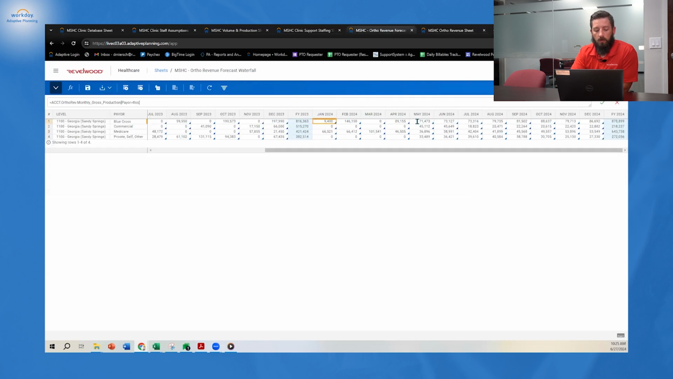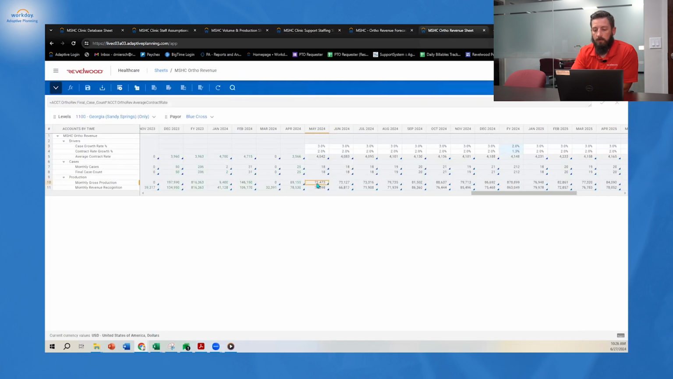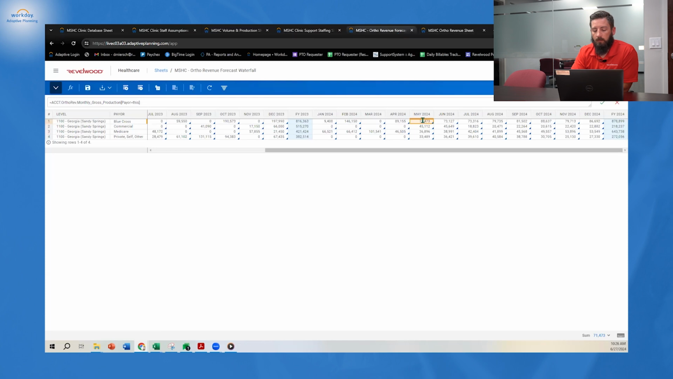And I'll just show one last piece here. $71,473 is my total gross production for the month of May 2024. In my waterfall, you can see that number right there. That's pulling directly from that sheet and then applying the recognition from there.